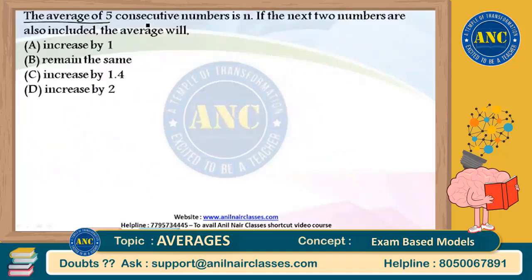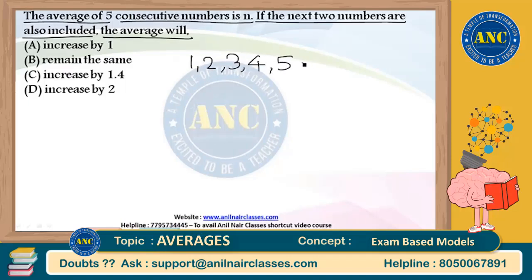The average of 5 consecutive numbers is n. If the next 2 numbers are also included, what will the average be? The best way to solve this question is to take any 5 consecutive integers, for example 1, 2, 3, 4, 5. The average of 5 consecutive integers is n. What is the average of 1, 2, 3, 4, 5? It is 3.